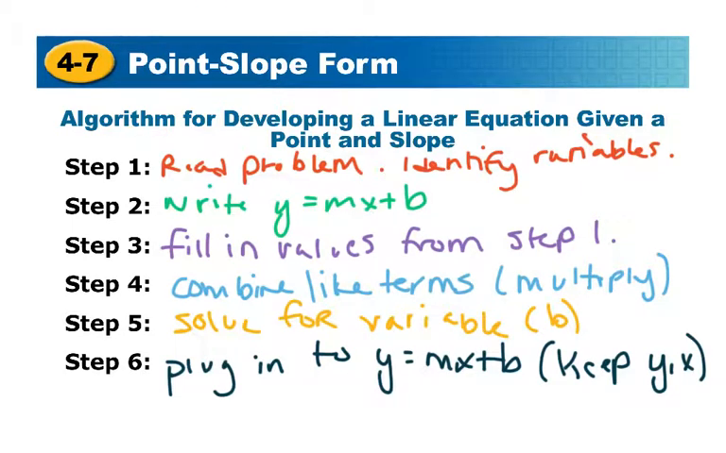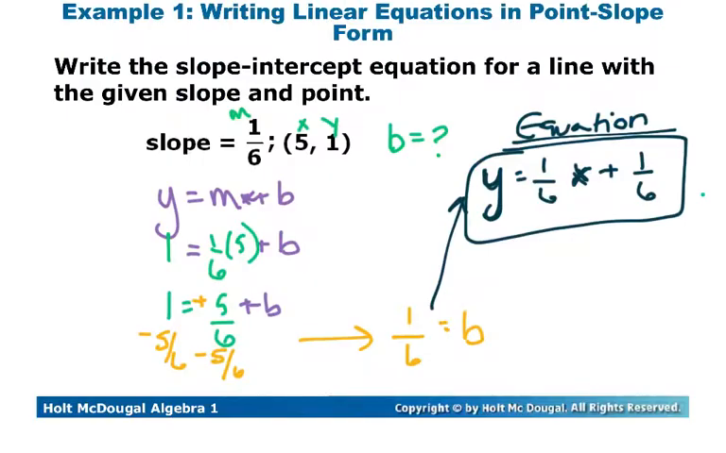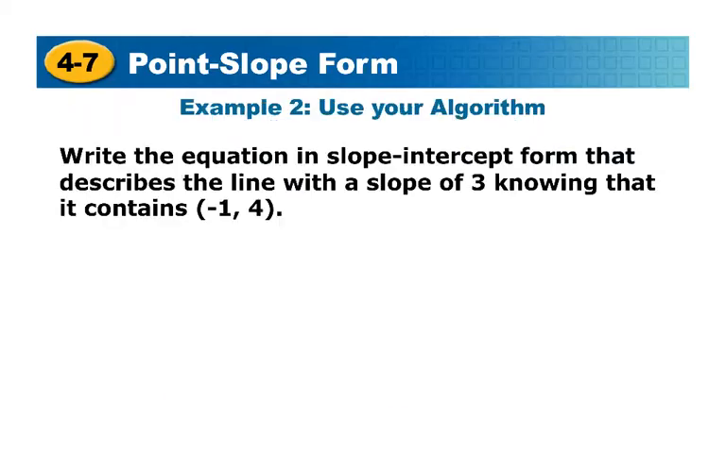Alright, so again, taking a look at those steps and what we did here, we read the problem and identified these are our m, x, and y, rewrote y equals mx plus b so that we can fill in the numbers from step 1. Then we combined our like terms, so 1/6 and 5 became 5/6, solved for our variable, learned it was 1/6, and then plugged it into our original equation, keeping the y and keeping the x. Alright, so let's go ahead and try it in our next one.